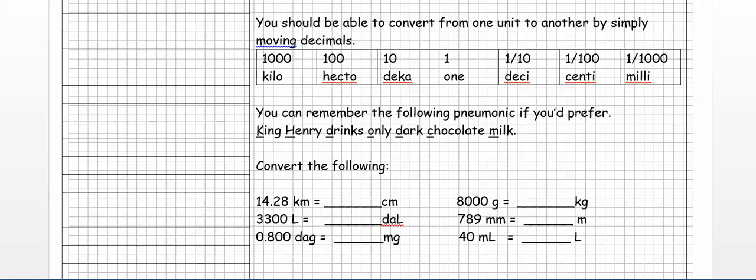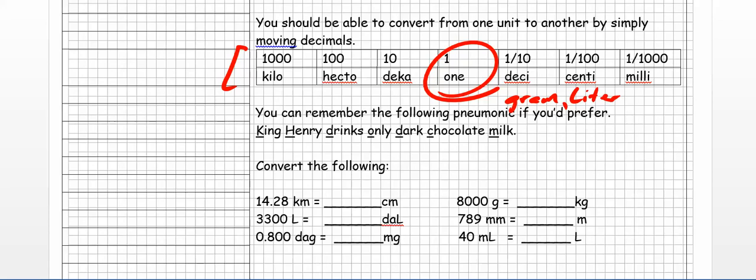If we look at this table right here, what we can see is that the basic unit is this one right here. So when I say a unit, I mean a unit of mass, or a unit of length, or a unit of whatever it is that I'm measuring. If I'm measuring mass, the basic unit would be a gram. If I'm measuring volume, it would be a liter. So these are the basic units, and we base everything on the basic unit.